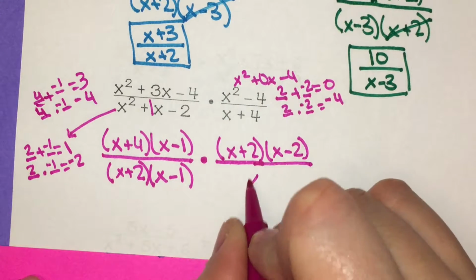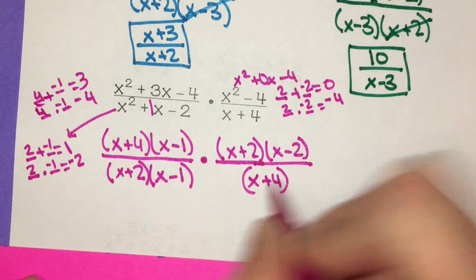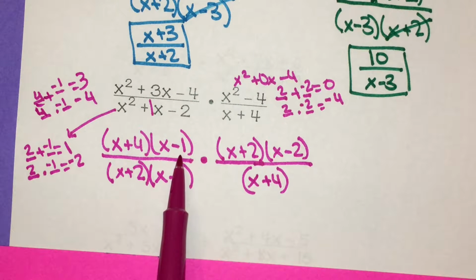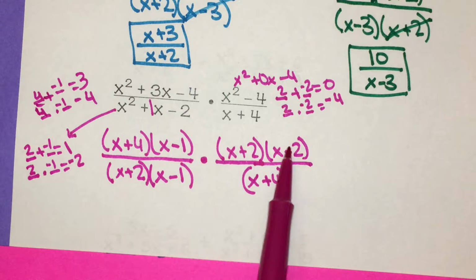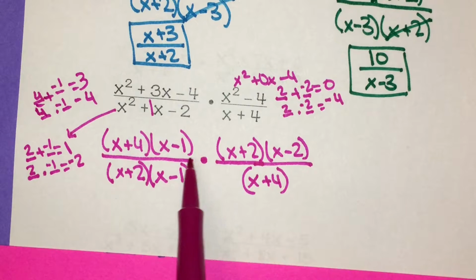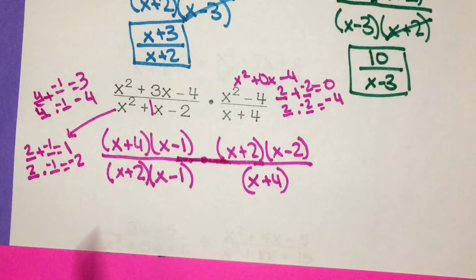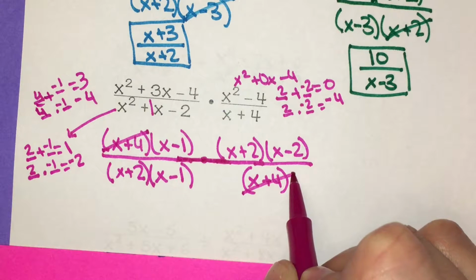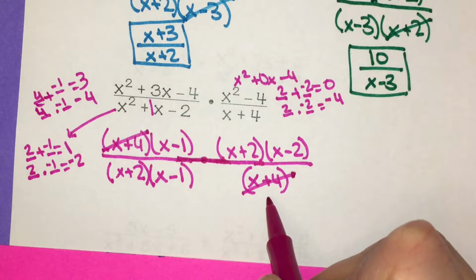And on bottom we have x plus 4. If you want to put it in parentheses, you can. And because these are multiplied together, when you're multiplying fractions, you multiply straight across the top, straight across the bottom. So I can kind of just treat it like this. And anything that is the same on top and bottom cancels. We have x plus 4.